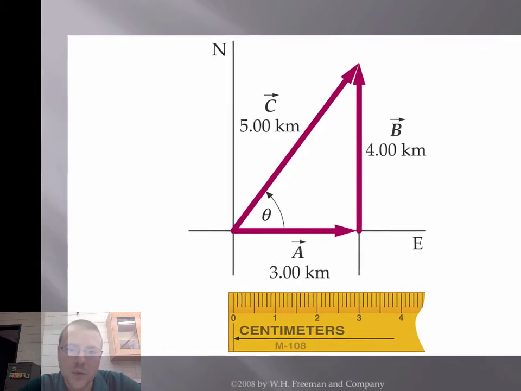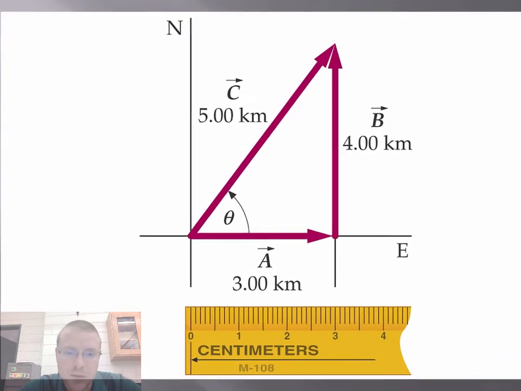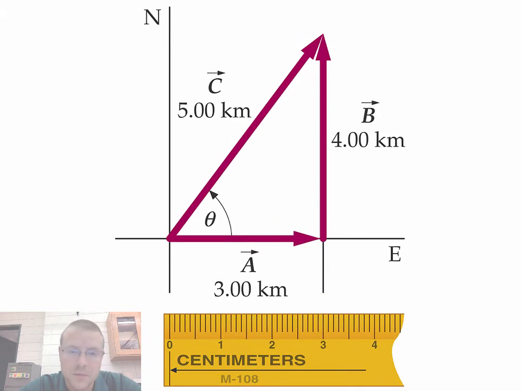Last time we left off, we were graphically adding vectors. That was adding vectors tail to tip to find a resultant. What we can do is an example like we have here, where you have vector A added to vector B to give us vector C.